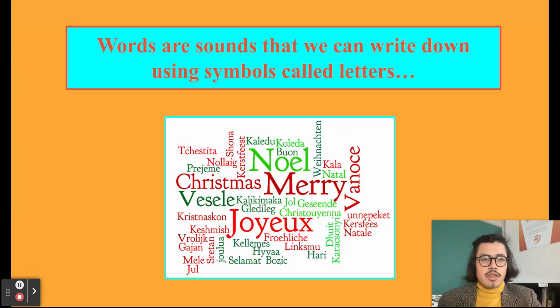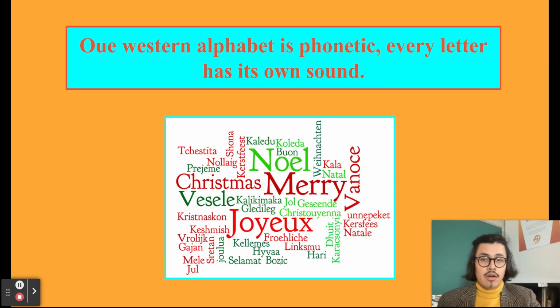Words are sounds that we can write down using symbols called letters. Our Western alphabet is phonetic, so every letter has its own sound. We don't have it like Chinese and Japanese. They have kanji, where each symbol has its own meaning. So it's pretty simple and it's very similar to music because in music every note has a tone.